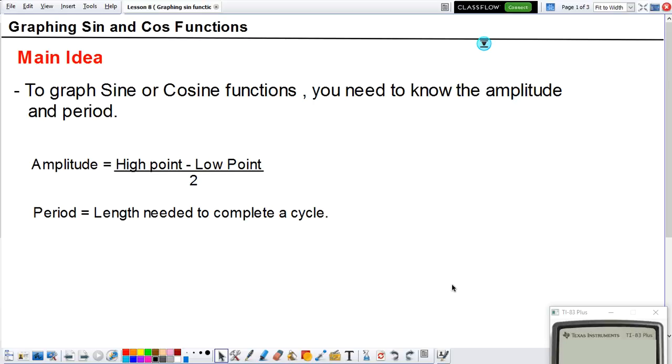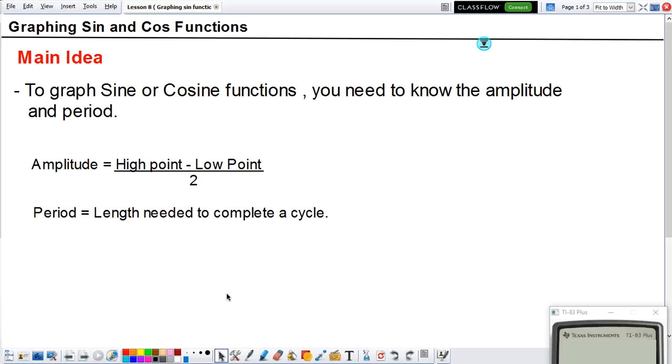Now today we will see how we graph sine or cosine functions, but today we're really going to concentrate on sine. The main idea today is that if you want to graph a sine or a cosine function, you need to know two key properties of those functions, which are the amplitude and the period.